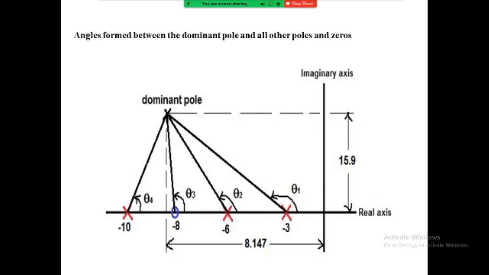which is equal to 83.35. Now the angle of contribution required from the PD controller zero in order to make the root locus pass through the desired dominant pole can be easily obtained. So the angle of contribution is equal to 180 degrees minus the sum of the angles from the dominant pole to the zero.